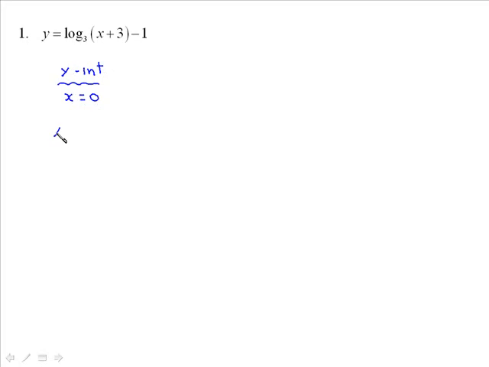And setting x equal to 0 will give us y is equal to the log base 3 of 0 plus 3, which is 3, minus 1. Now we have a choice with these. The log of 3 base 3, we just saw that. The log of 3 base 3 is 1. So that's where we evaluate logarithms. And then 1 minus 1, y is equal to 0.